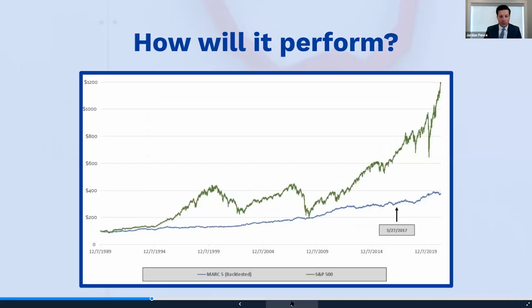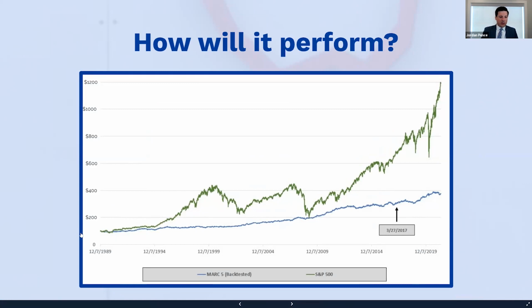So how will this perform? This is actual historical data. One thing to note, and I'll actually address this in a little bit, is that in 2017 this was actually, I guess you could say, invented or created. So prior to 2017, all of these results are back tested based on their algorithm, like how that would work out.